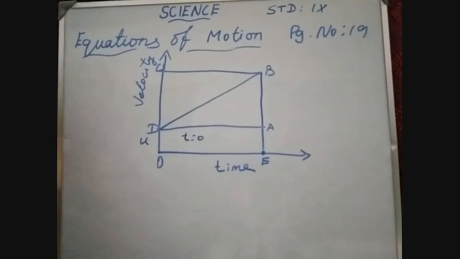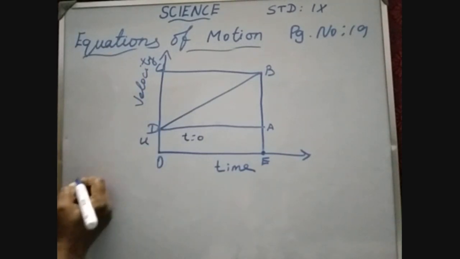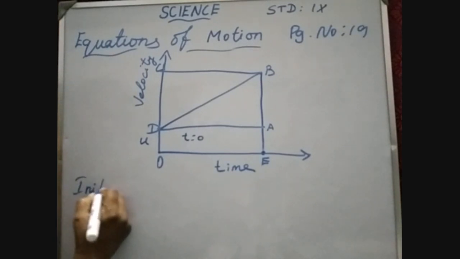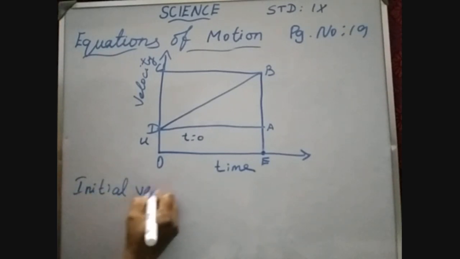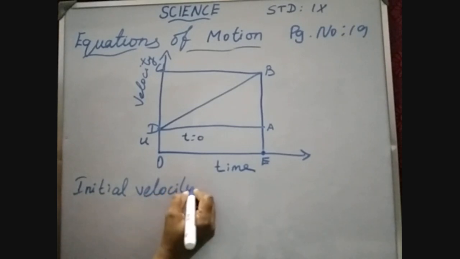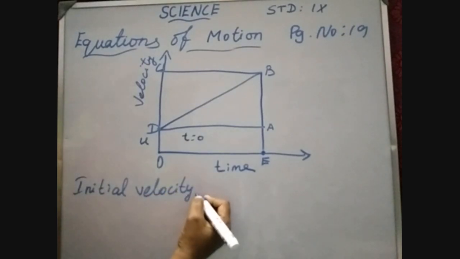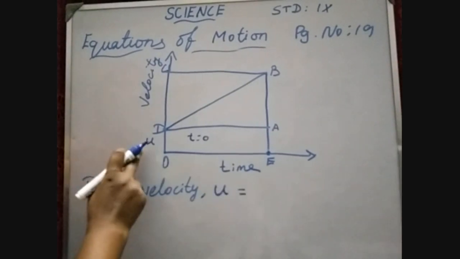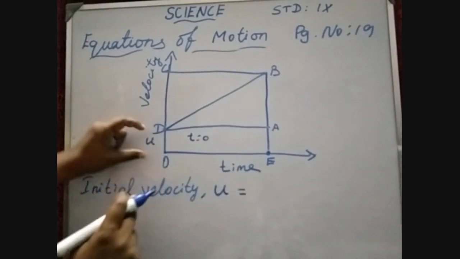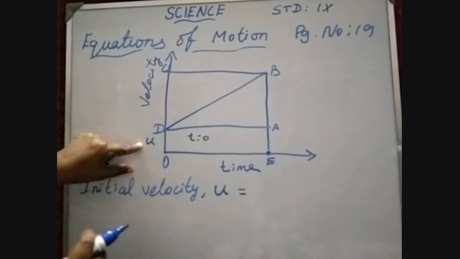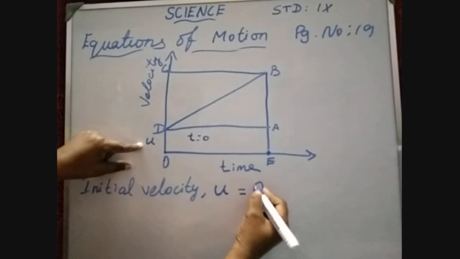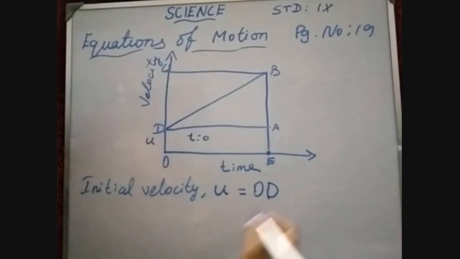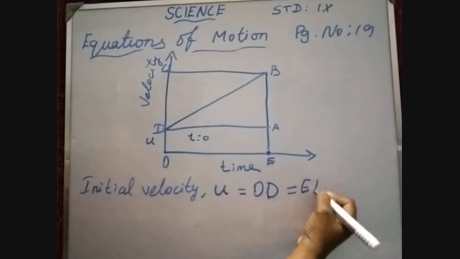Now we have to explain these terms. Initial velocity. Initial velocity is denoted by the letter U. OD, this OD portion is equal to U. So, this OD portion is equal to the EA portion, EA.